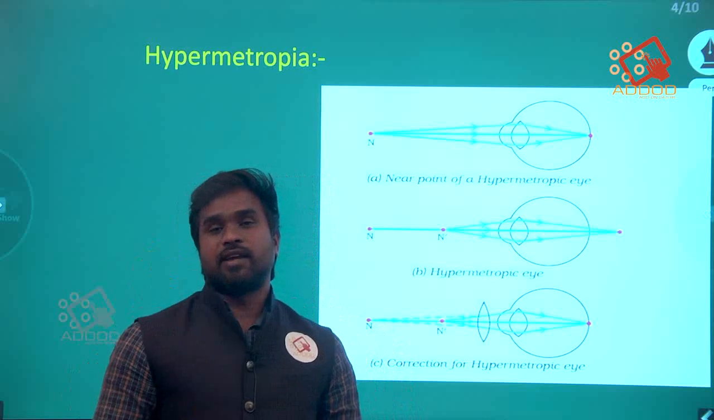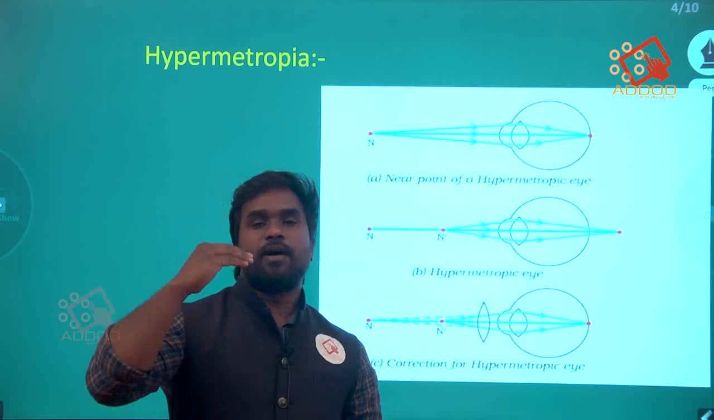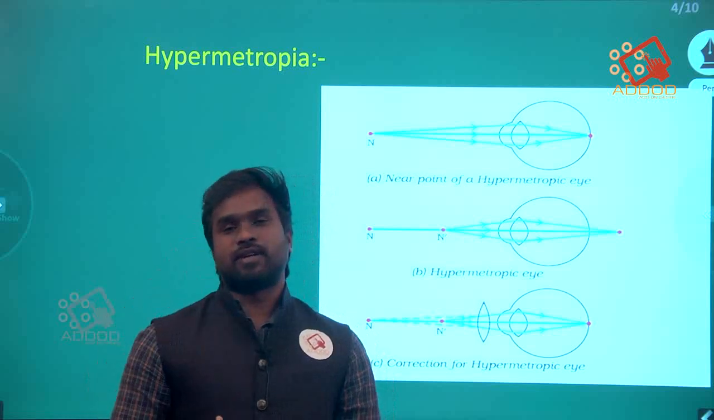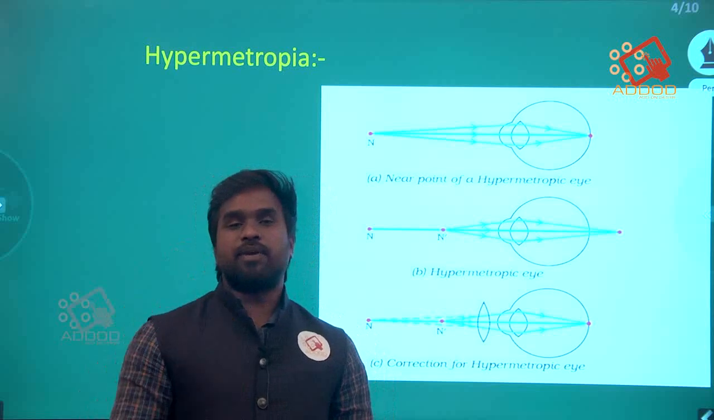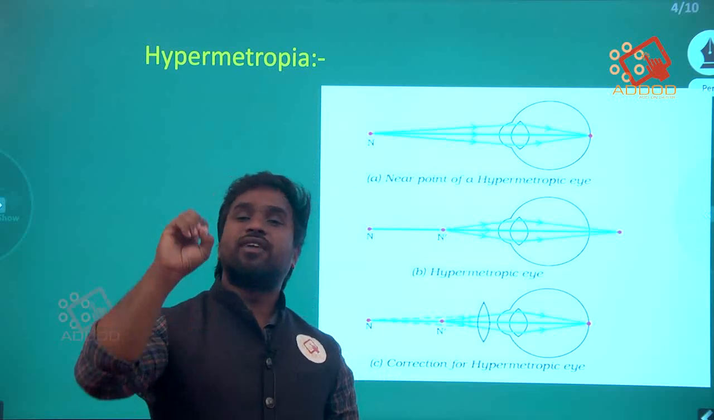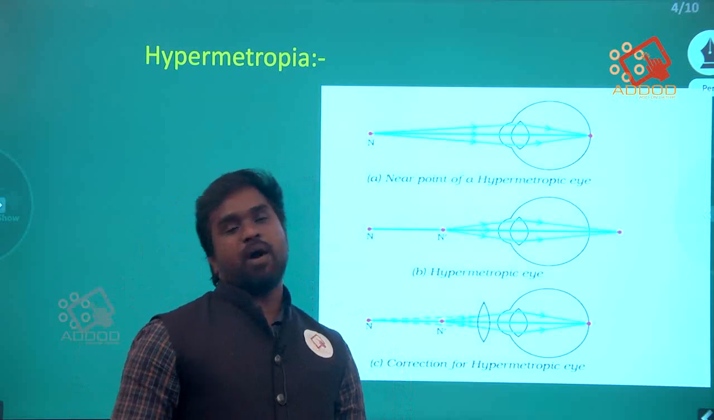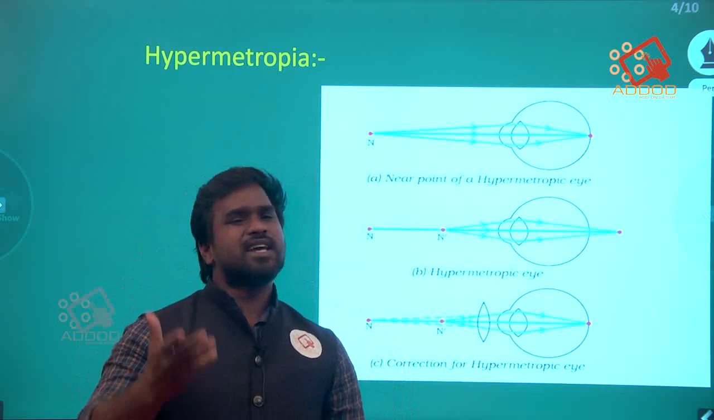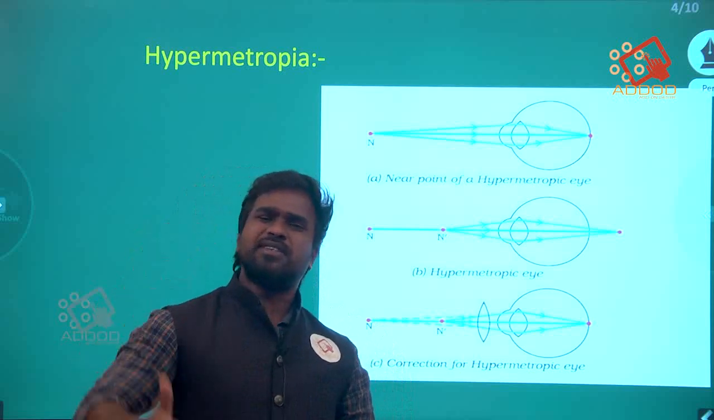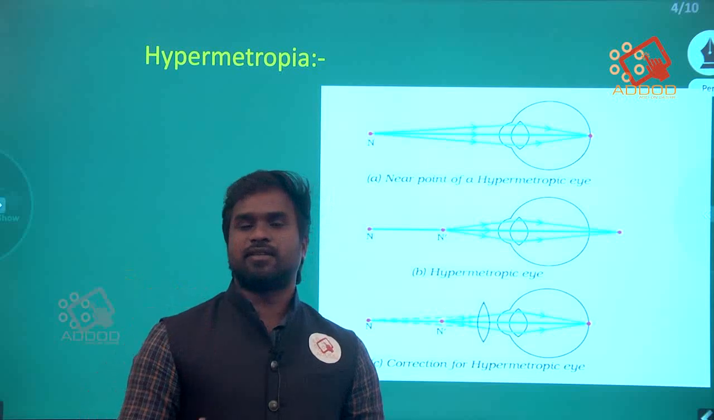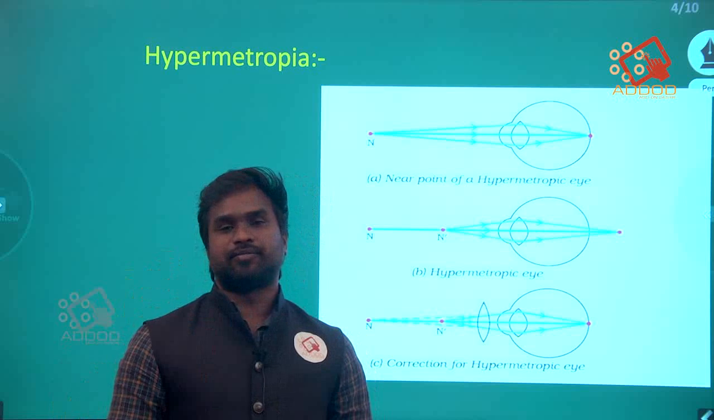The third point is that in hypermetropia, the focal length is greater than 2.27. Next, in hypermetropia, the eye lens forms the image after the retina. We can observe the near point in hypermetropia. What is the near point? The near point is nothing but the point of minimum distance at which the eye lens can form the image exactly on the retina.